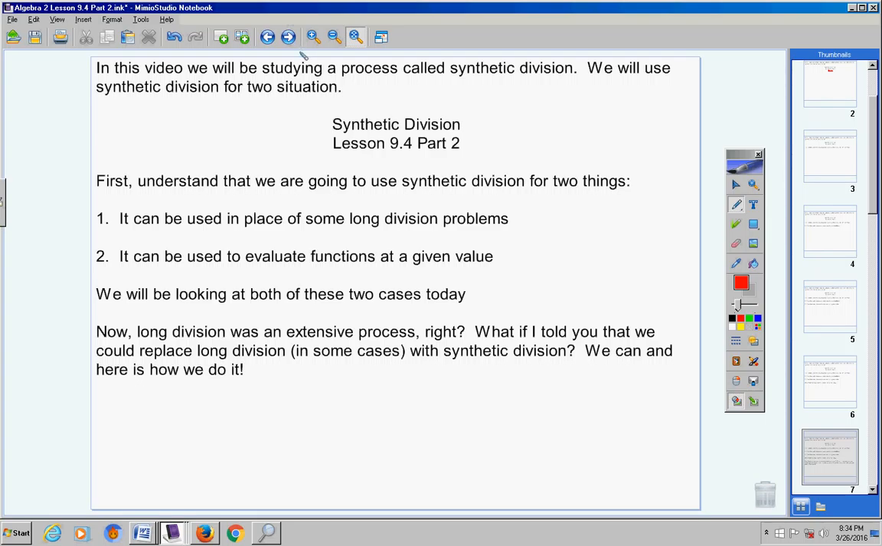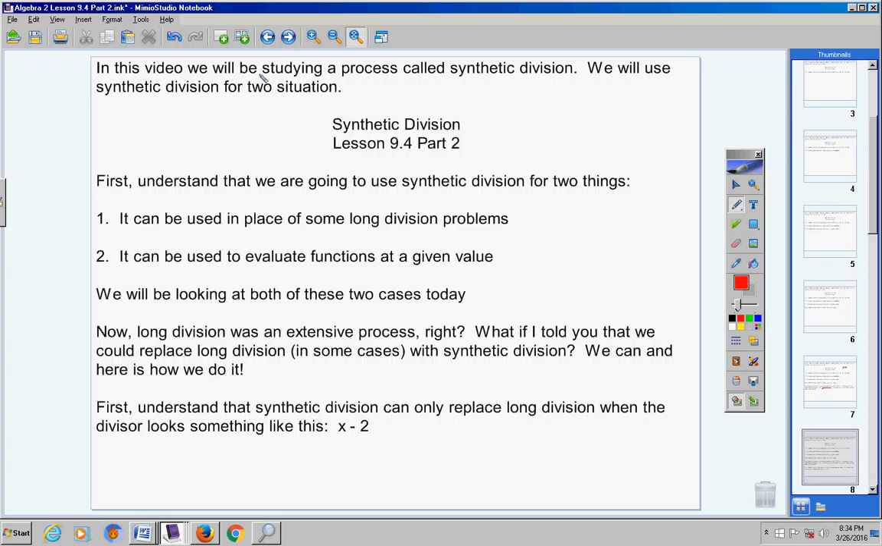Understand that long division, you understand, was an extensive process, right? Think about how long it was, all the work we had to do. Long division can be really a pain. You know what I'm saying? What if I told you that we could replace long division? Are you listening? In some cases, not every case, but what if we could replace long division in some cases with synthetic division? And synthetic division is much easier. Well, we can, okay? And here is how we do it.